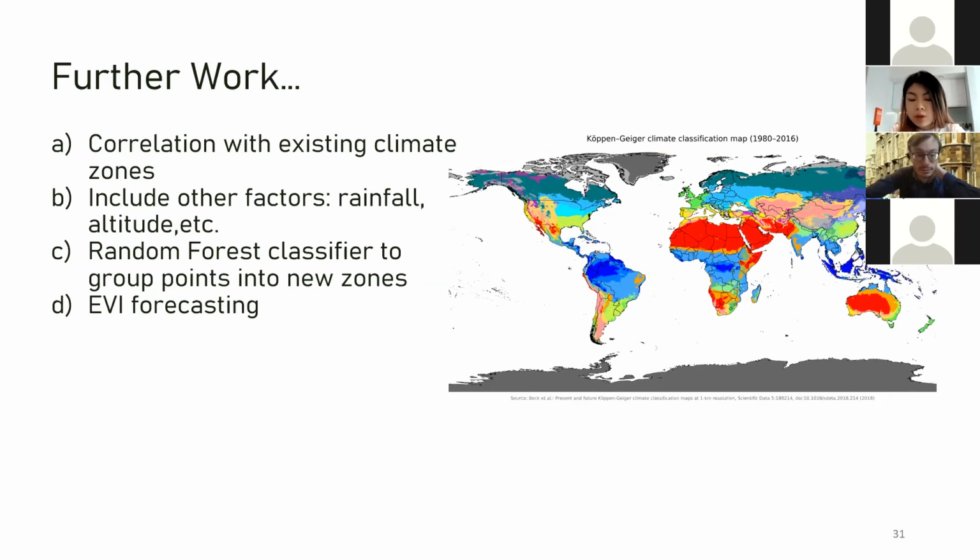Next, it's even possible, after taking all this data into account, to use a random forest classifier, which is a machine learning algorithm, to classify the points into new climate zones.